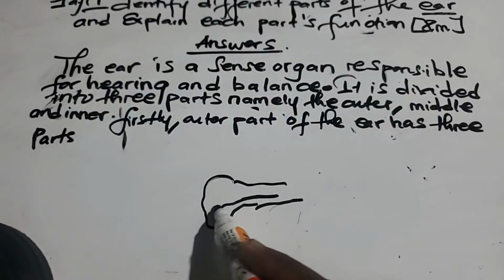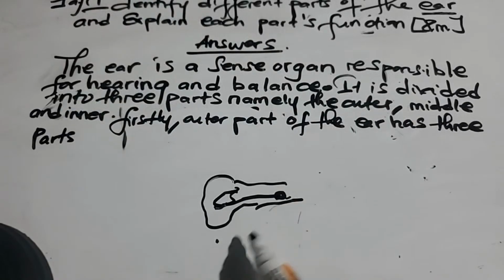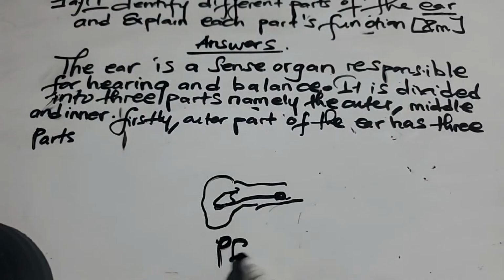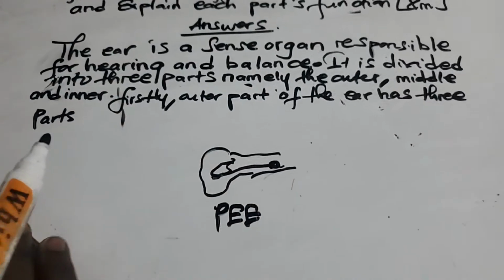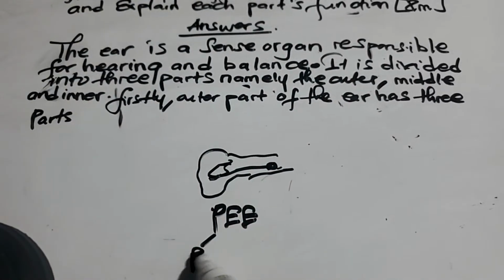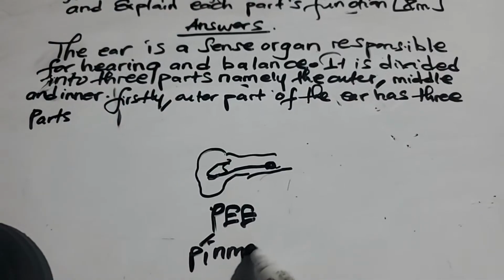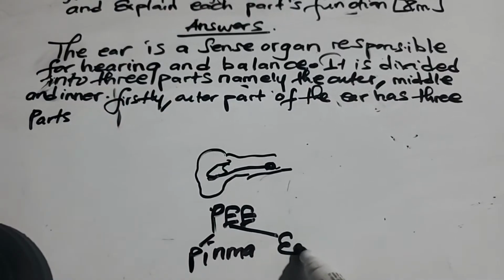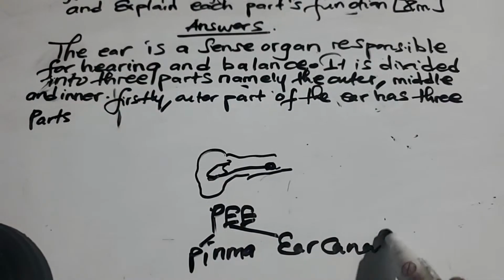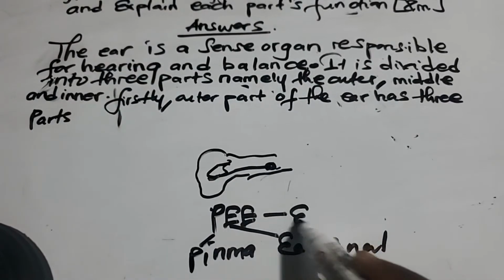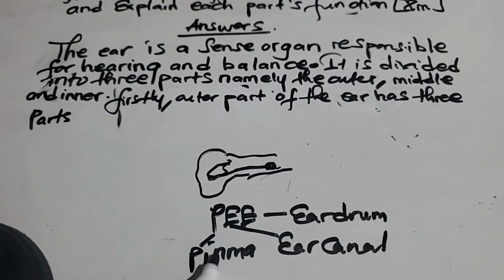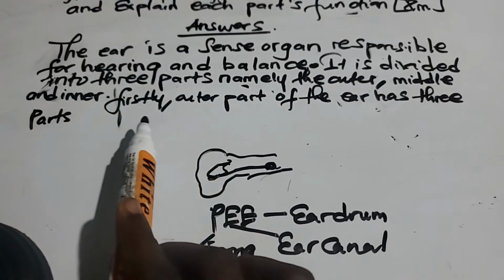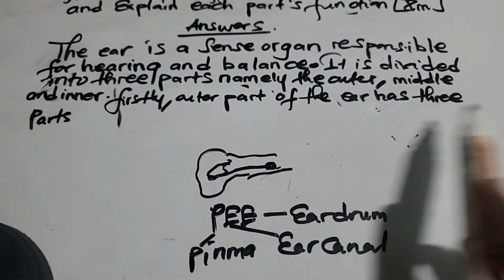Here there's a space like this. So this is the outer part. For you not to forget, you can simply master this acronym. The outer part of the ear consists of three parts. P stands for pinna, then E stands for ear canal, then the other E stands for the eardrum. So the outer part of the ear consists of the pinna, the eardrum, and the ear canal. So we end up writing, firstly, the outer part of the ear has three parts.